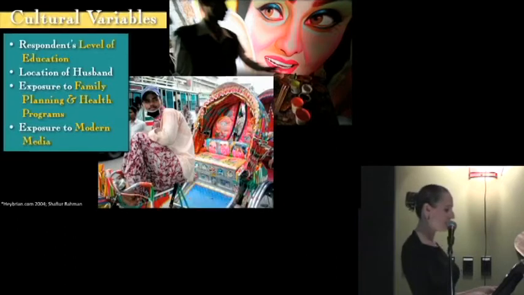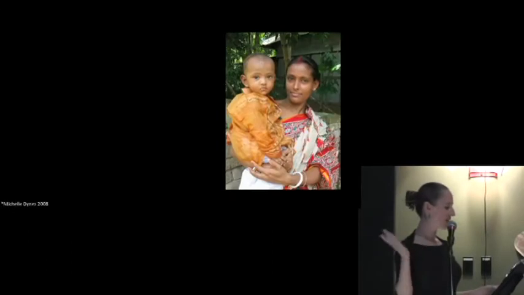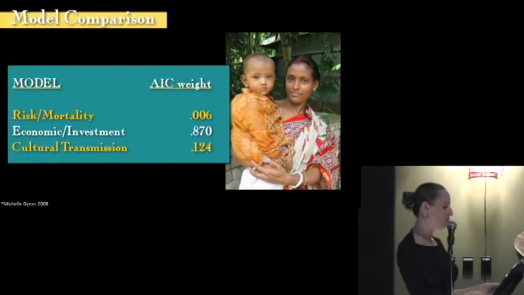Finally, we collected and analyzed 18 indicators of the cultural transmission of low fertility norms. Of those, only the variables here had independent effects, with the woman's level of education, again, having the strongest effect, followed by level of media exposure. So, when we compare these models, what do we find?